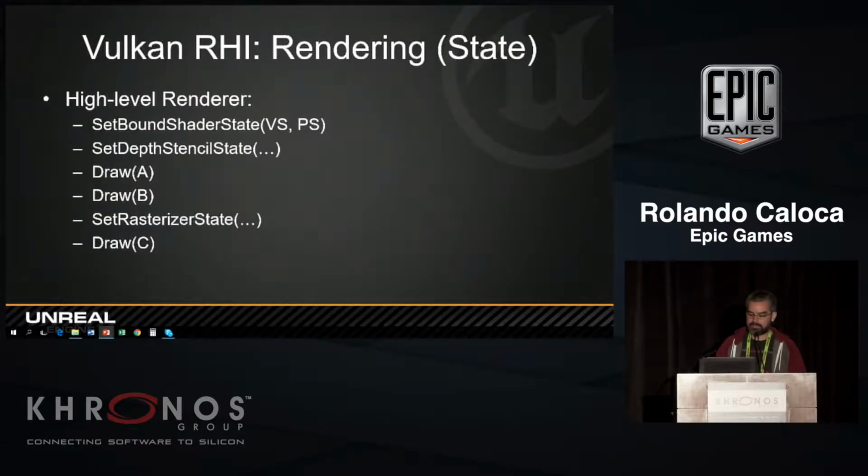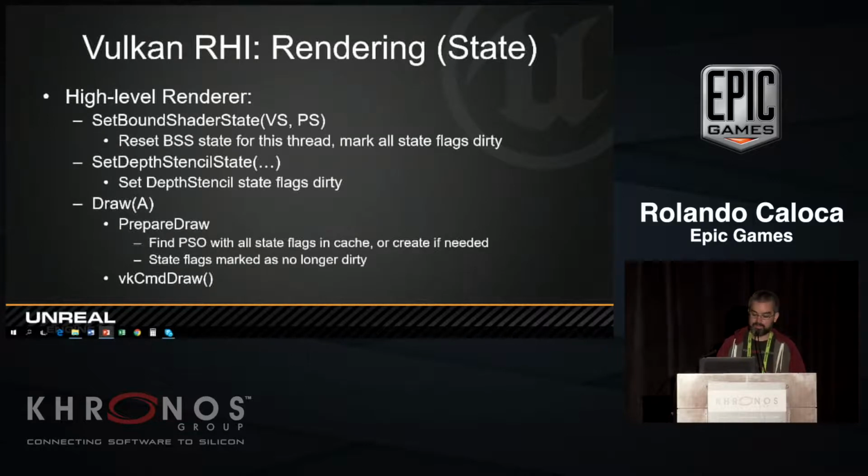So how does state setting on the renderer work in Vulkan? On UE4, the high-level renderer just calls set bound shader state, which sets the shaders, then sets depth stencil state, for example, a couple of draw calls, and then set rasterizer state, and then draw. This pattern was good for D3D11, but for the new APIs, this is kind of problematic. So the way we are handling this right now is that each bound shader state, one per thread, has its own set of state flags.